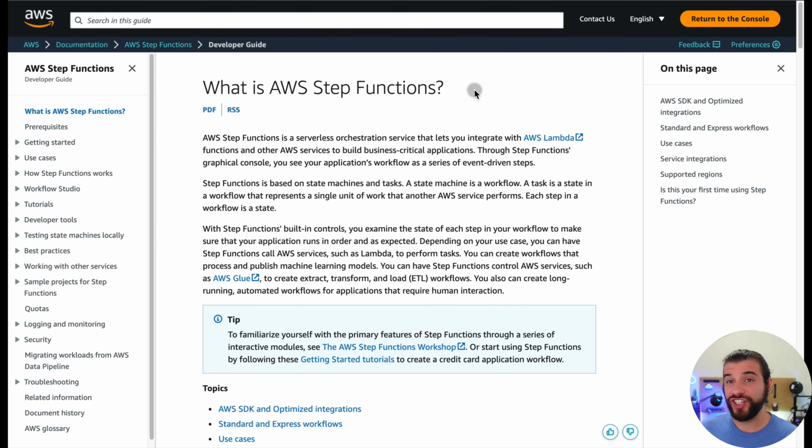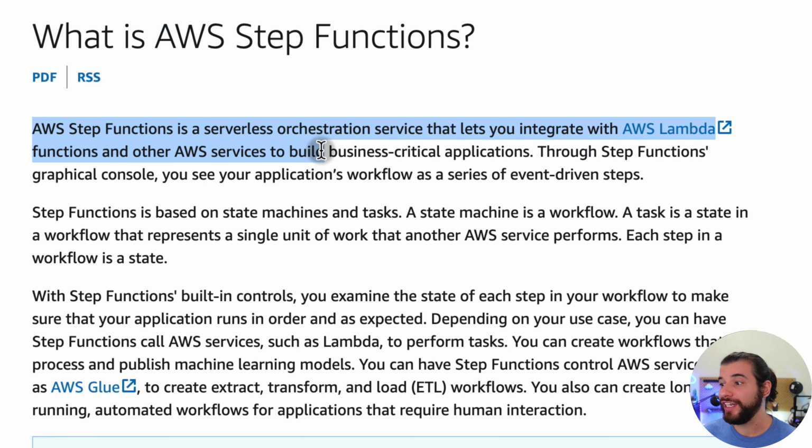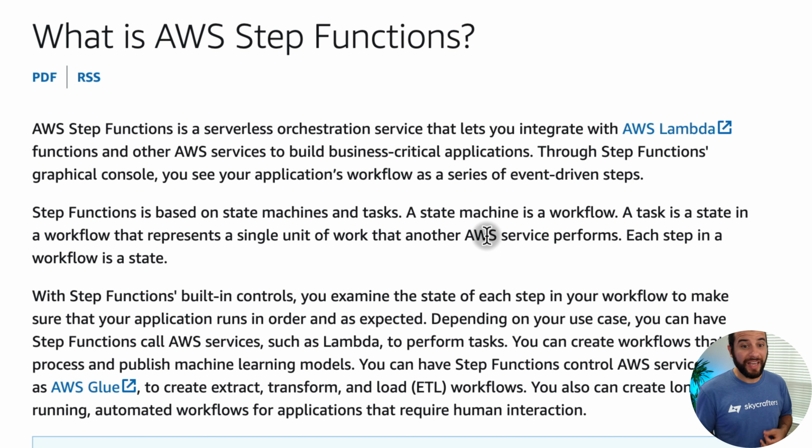Well, what a better place to start than the AWS Step Functions documentation. Sorry, that's boring, but I want to read what is written here so we can try to break it down. AWS Step Functions is a serverless orchestration service that lets you integrate with AWS Lambda Functions and other AWS services to build business-critical applications. Step Functions is based on state machines and tasks. A state machine is a workflow. A task is a state in a workflow that represents a single unit of work that another AWS service performs. Each step in a workflow is a state.